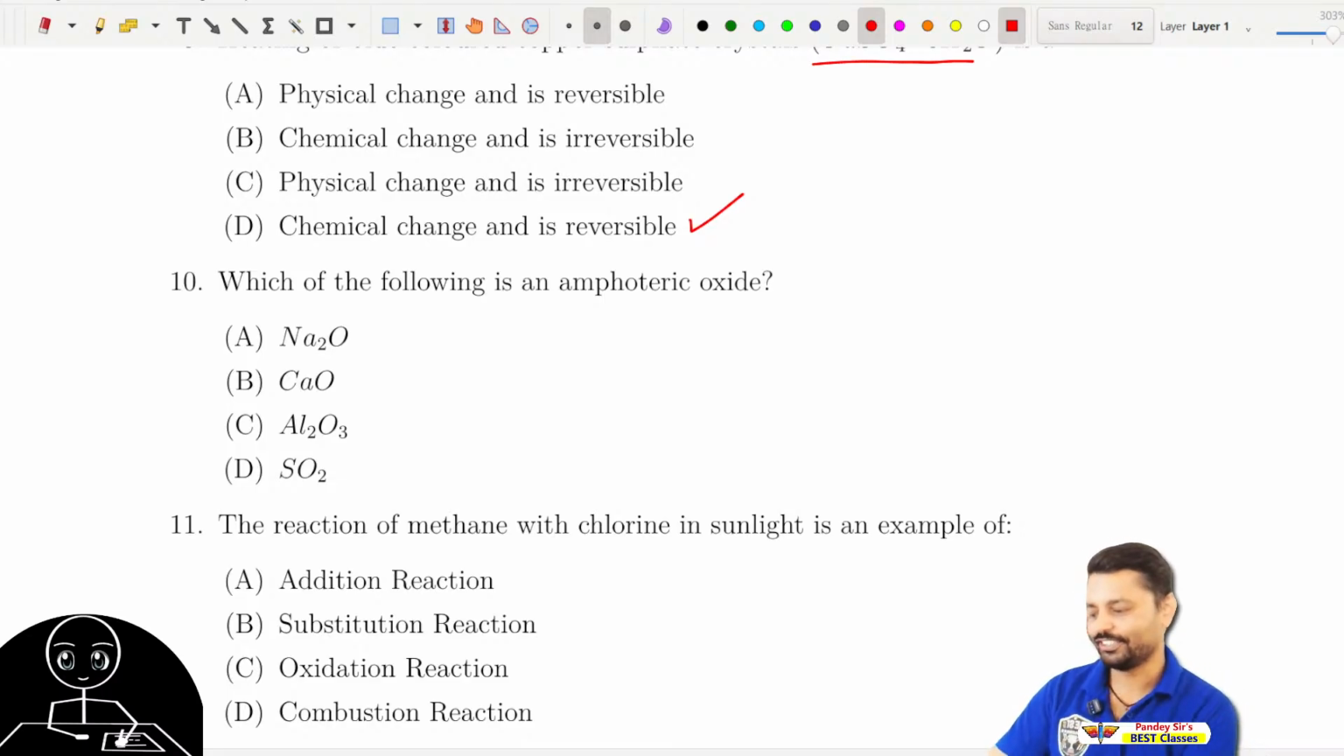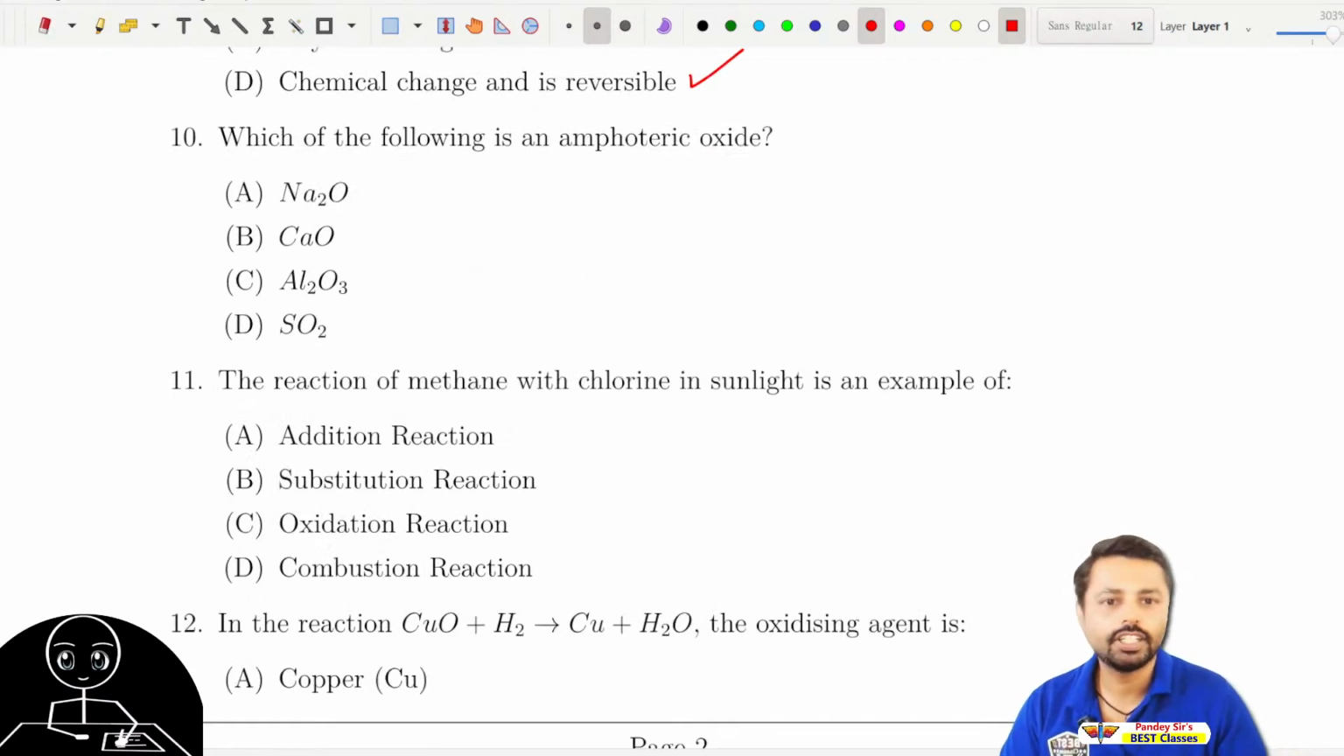See, even I could make mistakes. Obviously, practice makes a man perfect, and that's the reason we need to do more practice. Anyway, let's try the next question.